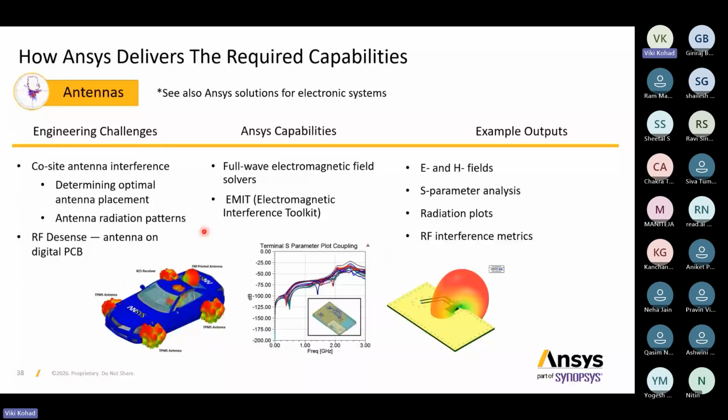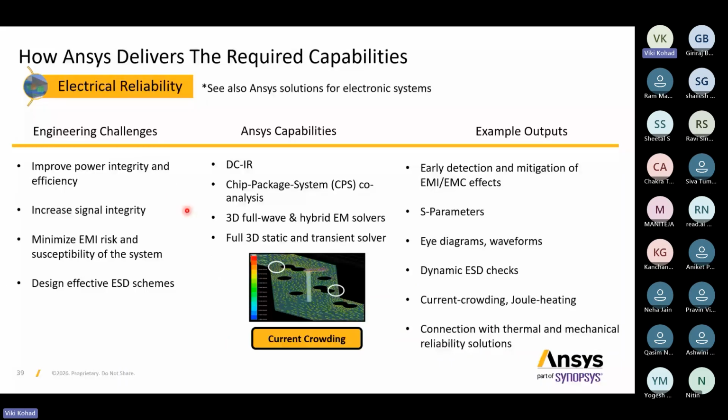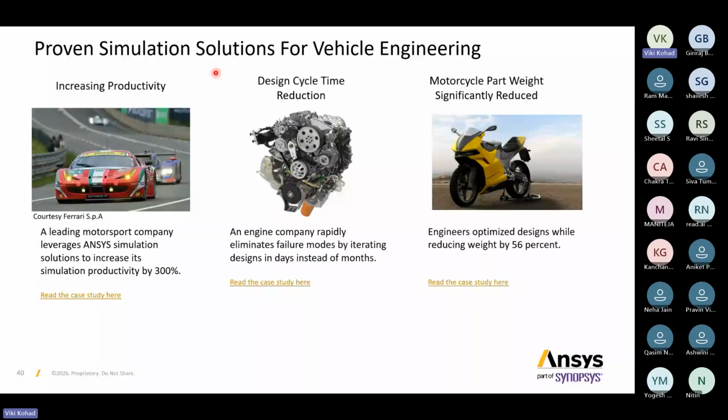And then the electrical reliability is also there for the EMI and EMC testings. These are the proven simulation examples. Increasing productivity for Ferrari is there. Then the engine capability. Then the engineers who design the vehicles, reducing the weight by 56%. So you can use different strategies for electric vehicles or any of the vehicles, to make your vehicles more optimized.